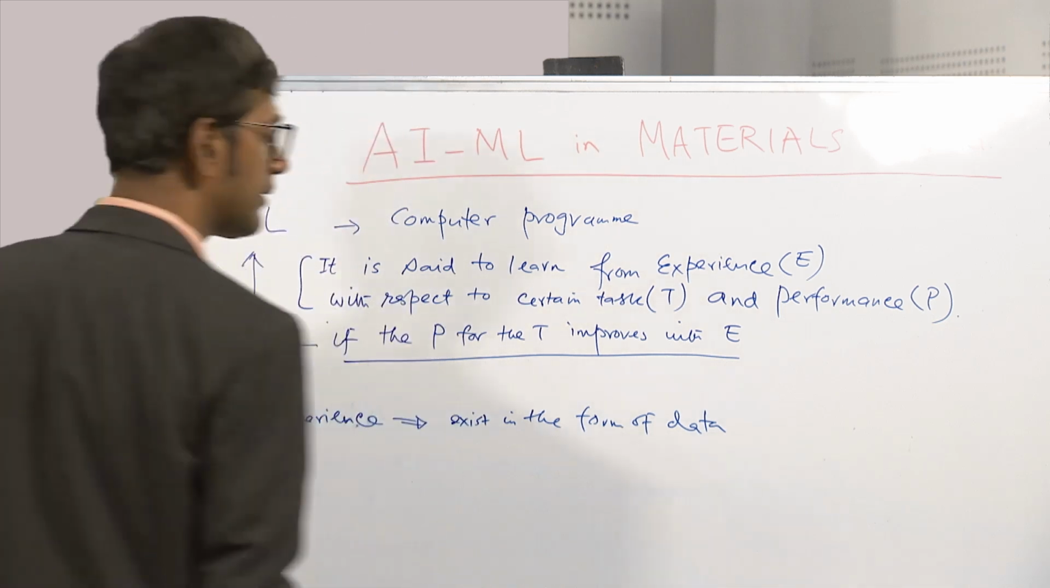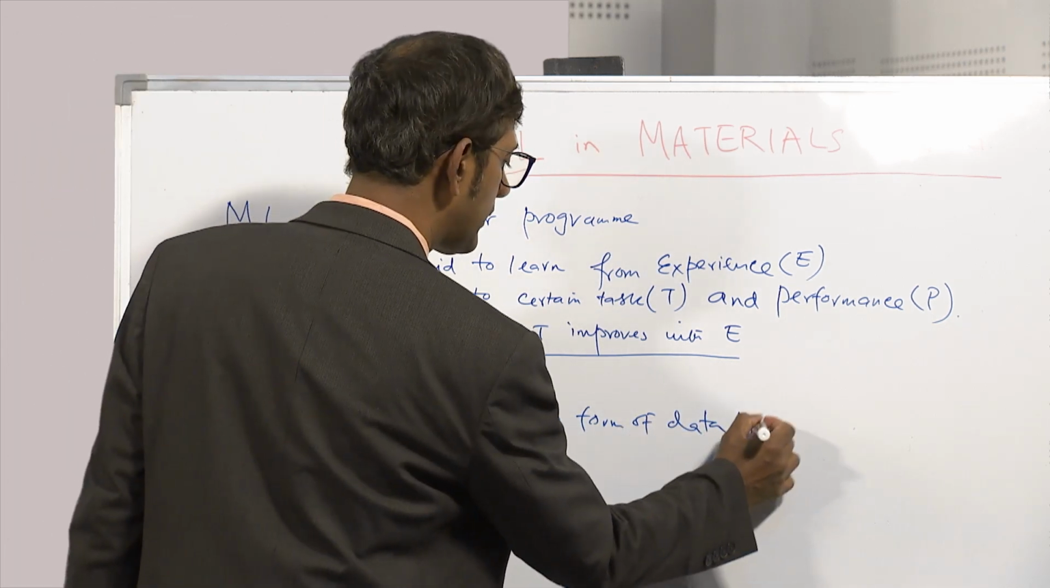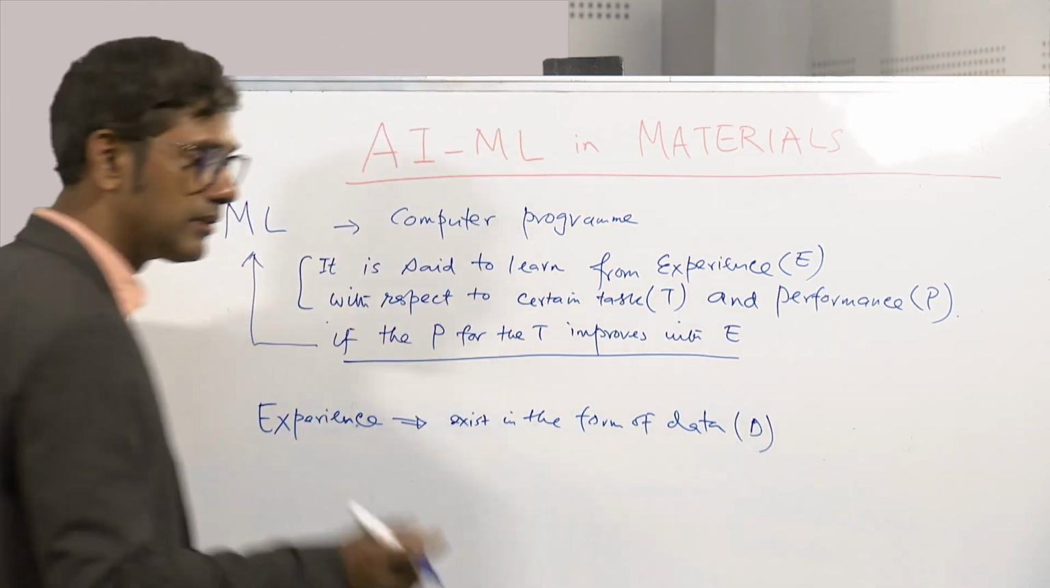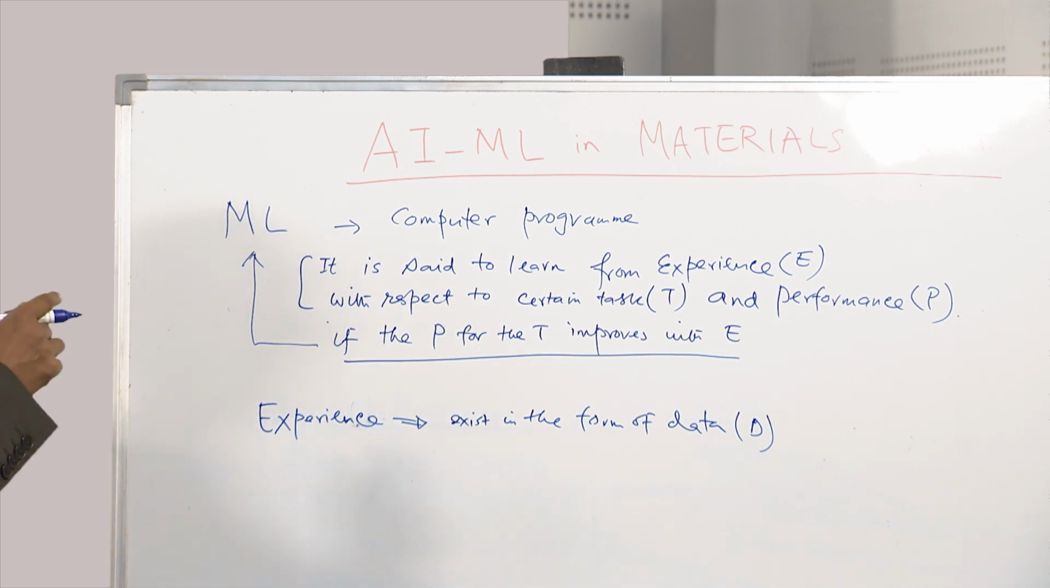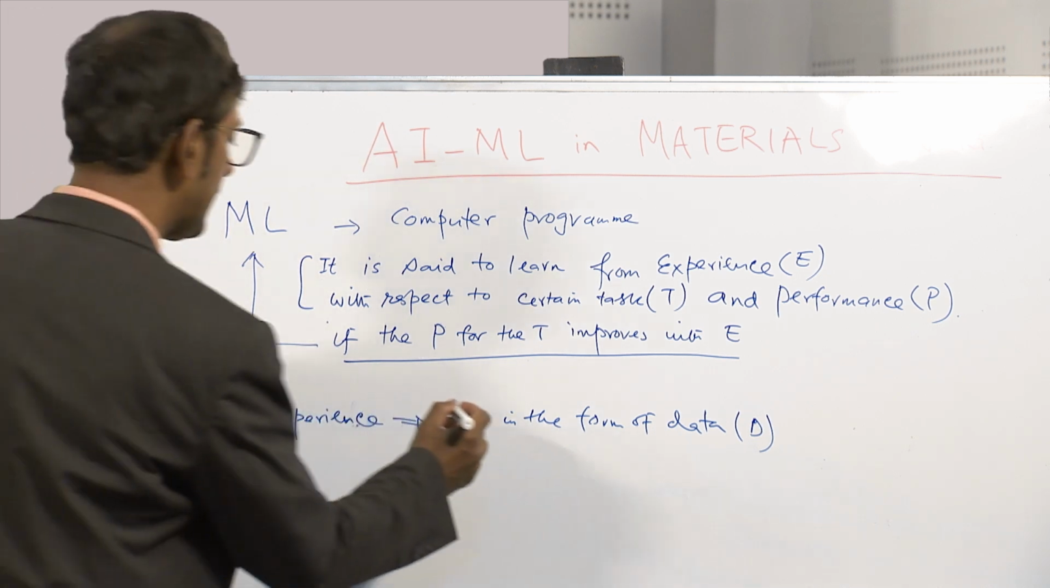I already told you, right? Data is actually what is providing the experience to the computer. For us humans, experience is what? We do something, we do some work, do some exercise, we get some experience out of it. But for a computer, experience is nothing, it is basically data. This exists in the form of data.